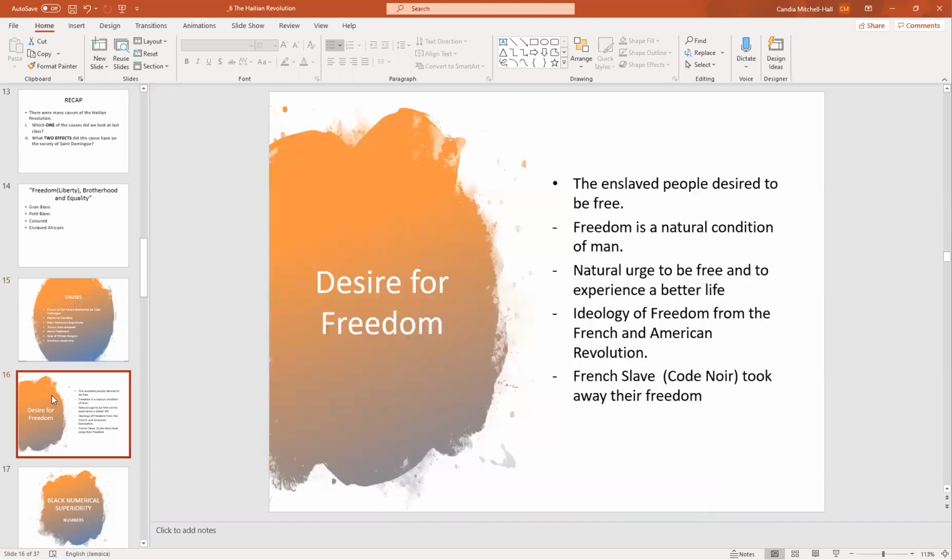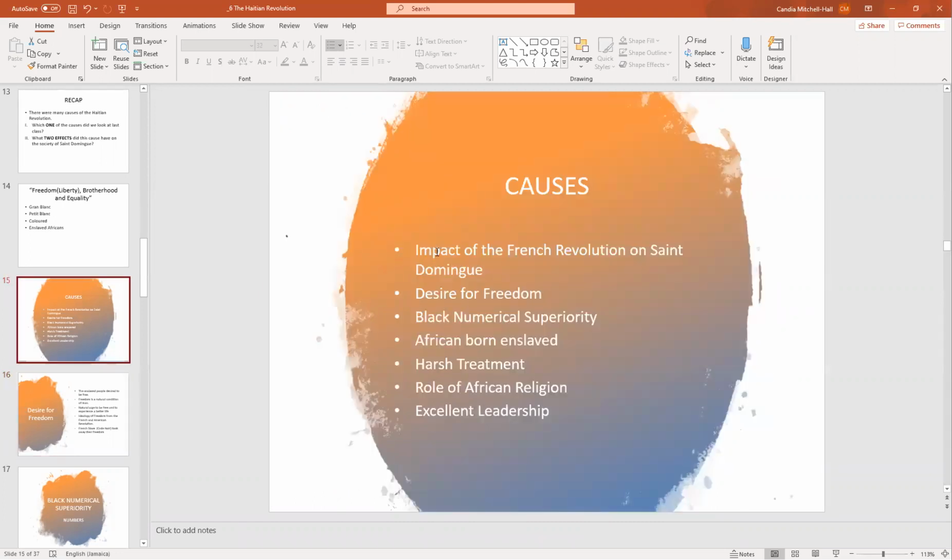Another cause for the Haitian Revolution is that the enslaved people in Saint-Domingue desire their freedom. One of the causes is the impact of the French Revolution. The next cause is freedom, the desire for freedom.